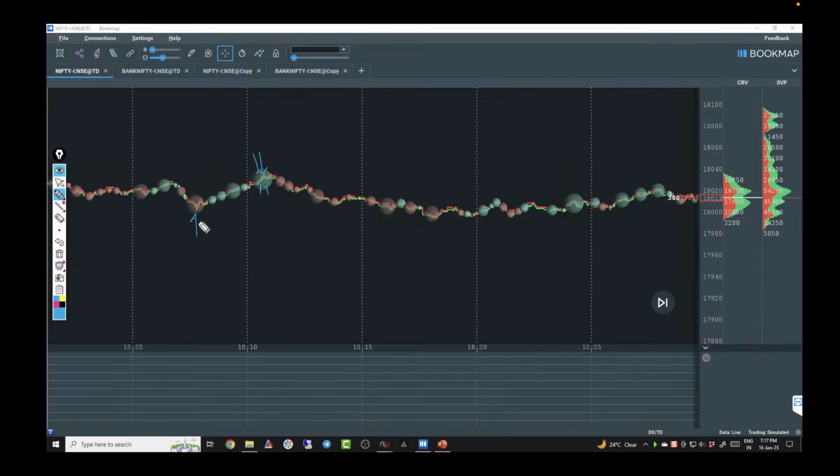So at the lower level, there were more aggressive sellers. I mean, there was more selling volume and aggressive selling volume, or market sell orders placed. And here, market buy orders were placed.